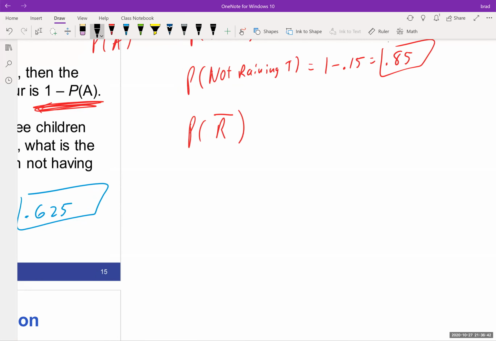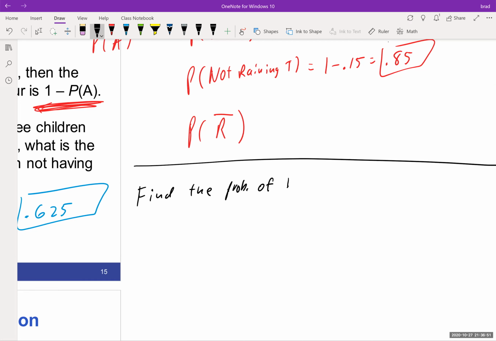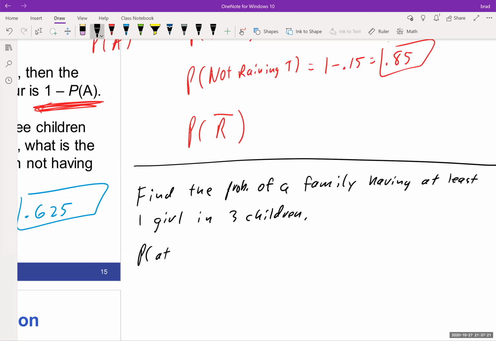And I'm going to say, okay, so we got this, and I would say find the probability of a family having at least 1 girl in 3 children. Okay, so they're going to have 3 kids. What's the probability that they have at least 1 girl? So this is kind of the hard way to write it. Okay, so probability at least 1 girl.